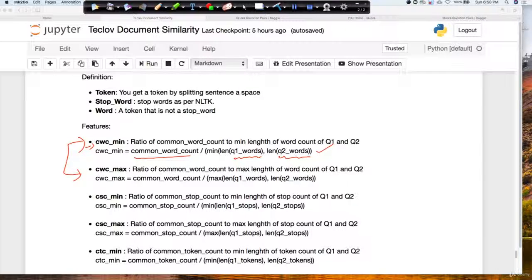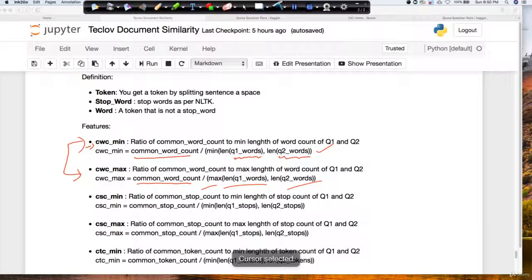In a similar way, I'm going to derive a new feature for the maximum part. Here again I take the common words between Q1 and Q2, and then divide by the maximum length of either the Q1 words or the Q2 words, whichever is maximum. So this covers the first two derivations we have just done.